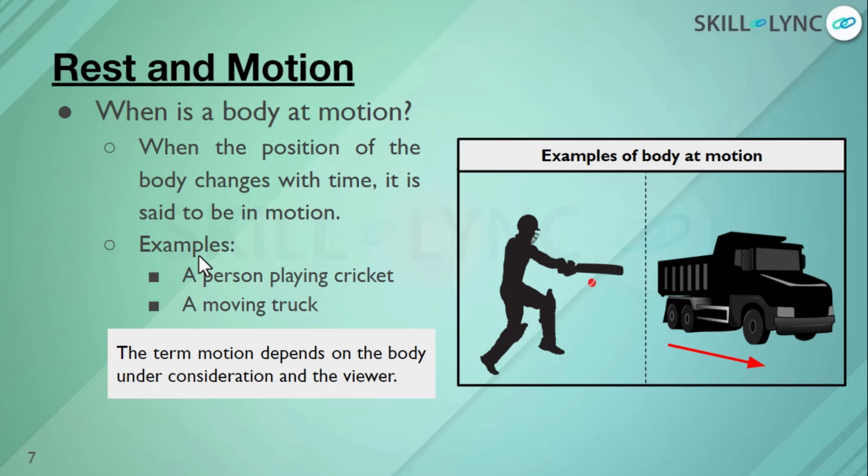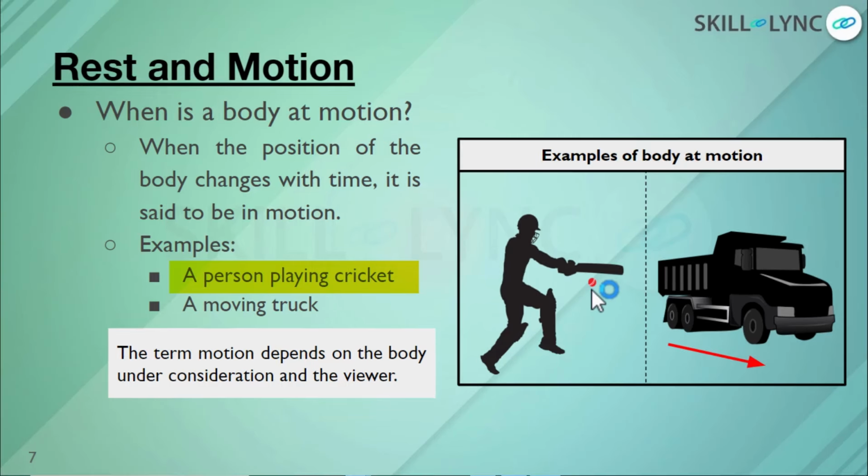It could be understood with examples. A person playing cricket. Here, we can see that as the ball comes closer, the batsman reacts accordingly for the shot. Thus, the body is said to be in motion. Another example from which we can study a body in motion is a moving truck. We can see here the truck is moving in the forward direction. Thus, it is said to be in motion.